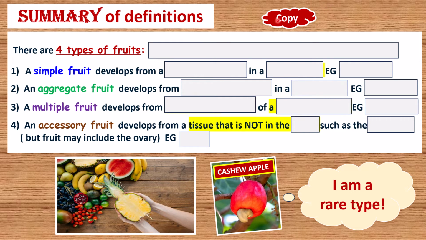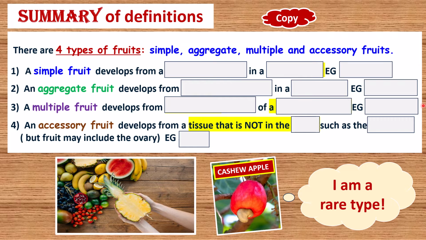Right, let's look at the answers. So there are four different types of fruits, namely simple fruit, aggregate fruit, multiple fruit, and accessory fruit. Now, what is a simple fruit? A simple fruit, this is the definition, develops from a single ovary.